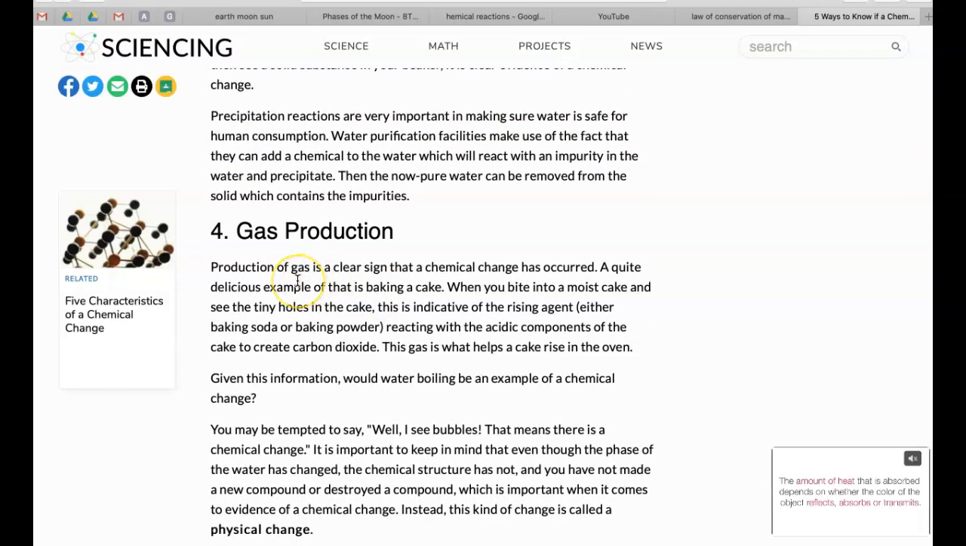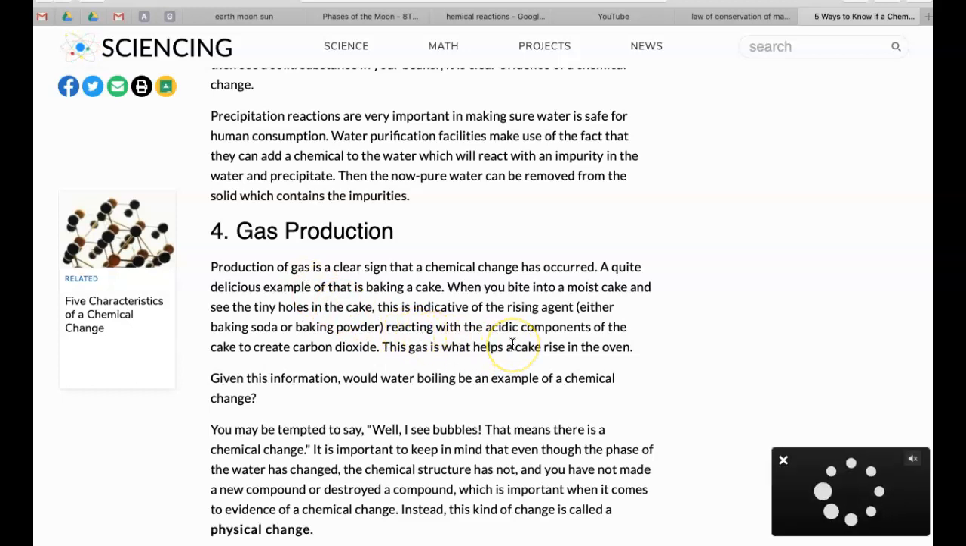Gas production. Production of gas is a clear sign that a chemical change has occurred. A quite delicious example of that is baking a cake. So you're baking a cake and all the things are being cooked and reacting together and you're smelling it. That's a chemical reaction.